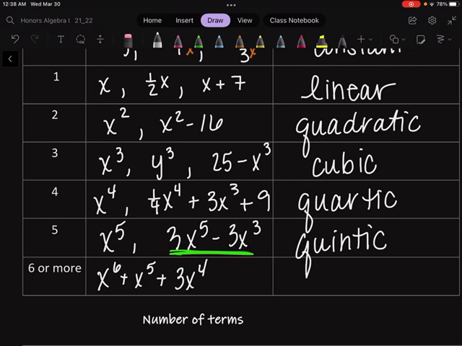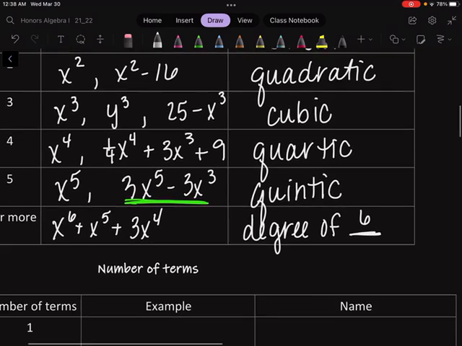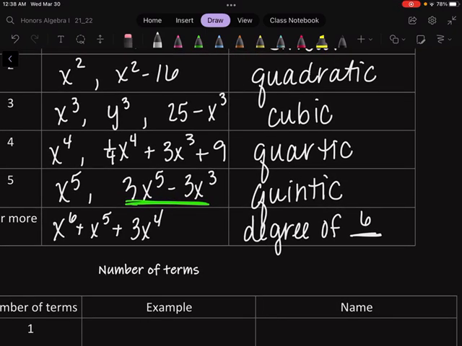So we just say, whether this here is a trinomial, which we're going to learn next, this trinomial would just be a degree of, and then you fill it in. In this case, this is a degree of 6. But it can be any other number, pretty much all the way to infinity.